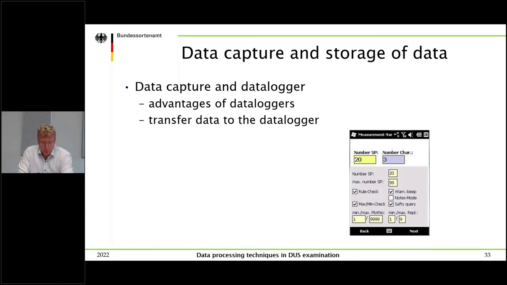Why do we use data loggers? The advantages of data loggers are the elimination of handwritten field books, the possibility to check the range of data using predefined minimum and maximum, the possibility of checking certain plausibility criteria, e.g. characteristic A must always be greater than characteristic B, and transferring the field plan from the PC to the data logger instead of using handwritten field books.